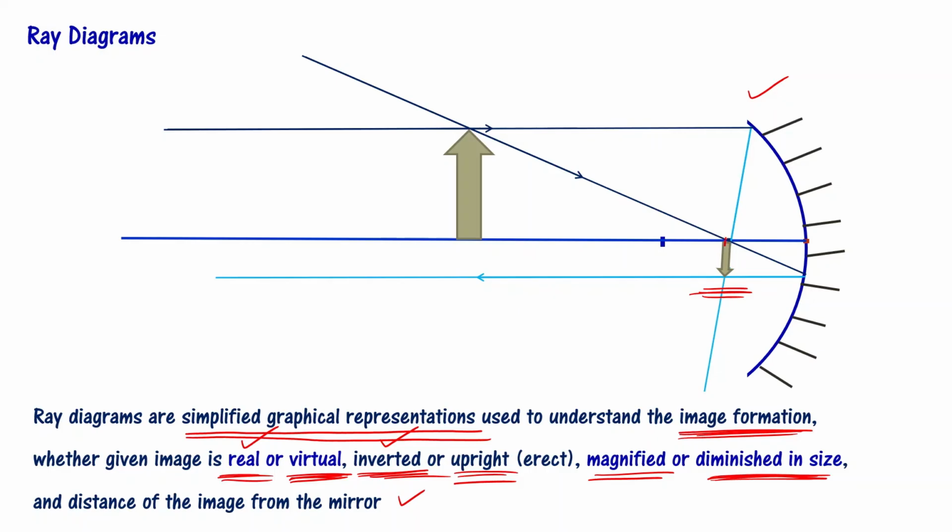And if you know the image location, this is B prime we said, and pole, measure the distance between them. That is the distance between the image from the mirror, right? You understood what kind of benefit you have when you know to draw ray diagrams. Got it?